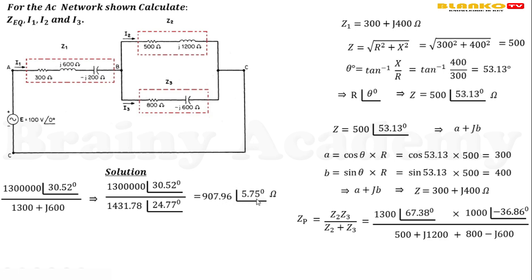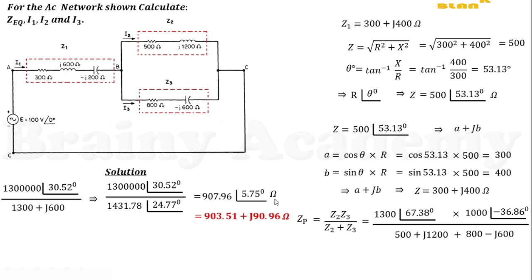907.96 angle 5.75 degrees, and it's in ohms. So when you convert to rectangular, we are going to get 903.51 plus j90.96 ohms. Okay, so the parallel impedance is equal to 903.51 plus j90.96, or 907.96 angle 5.75 degrees ohms.